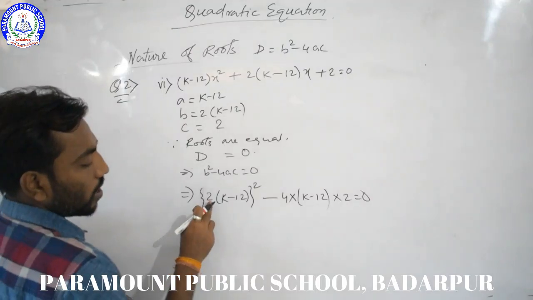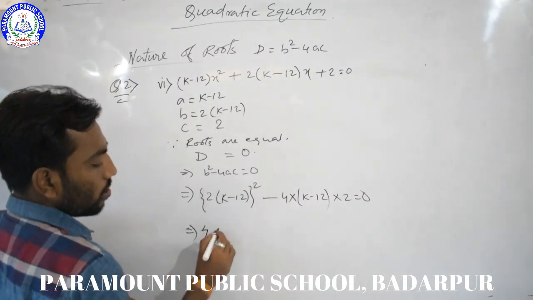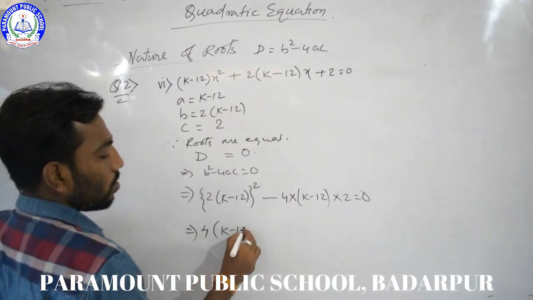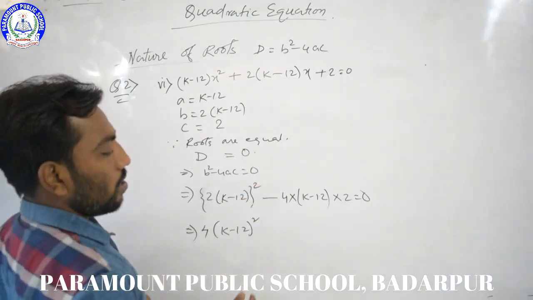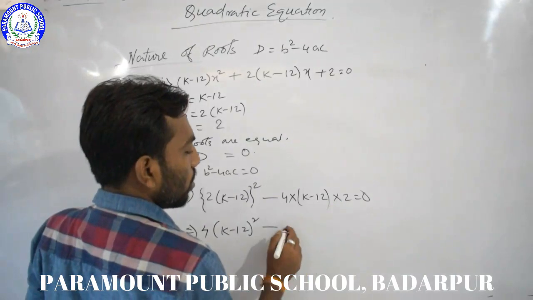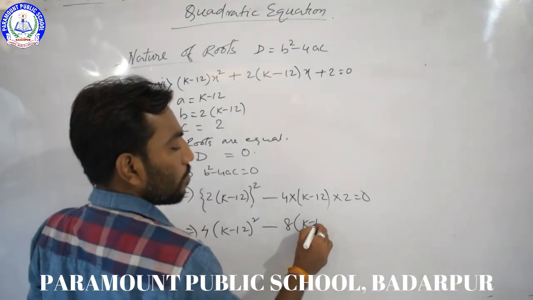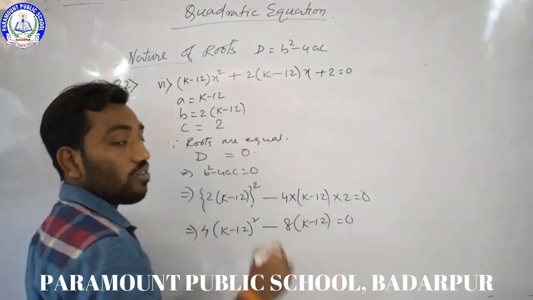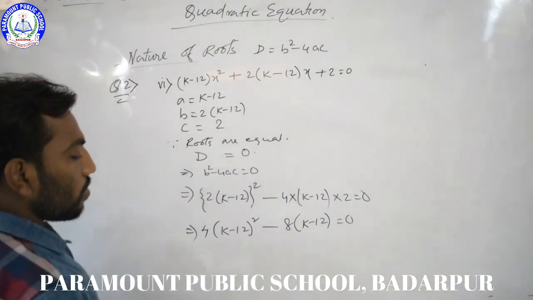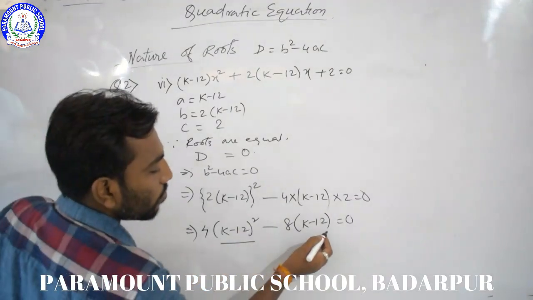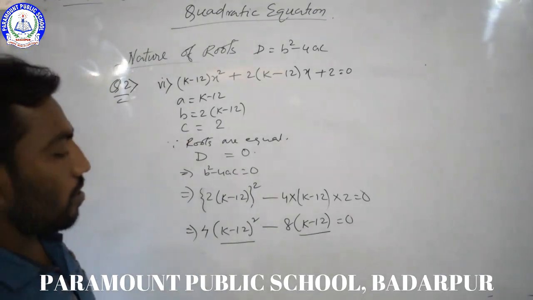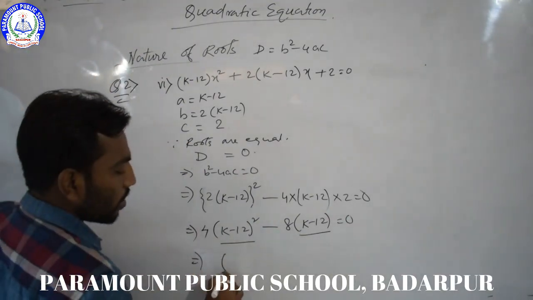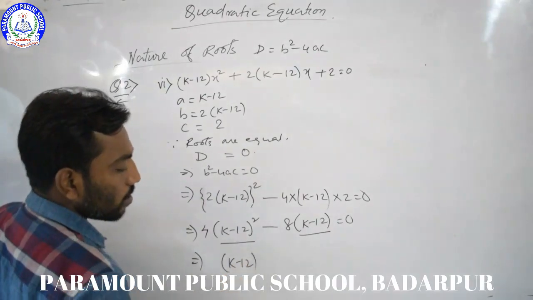So we can see from here 2 square is nothing but 4, and let us keep this value without using the formula. It becomes k minus 12 whole square, and from here we can see 4 2s are 8. 8 into k minus 12 is equal to 0. Now you can see, student, k minus 12 is common in both the given terms.